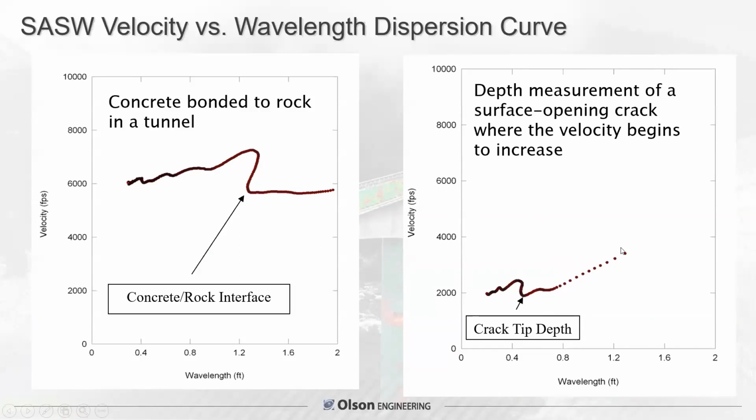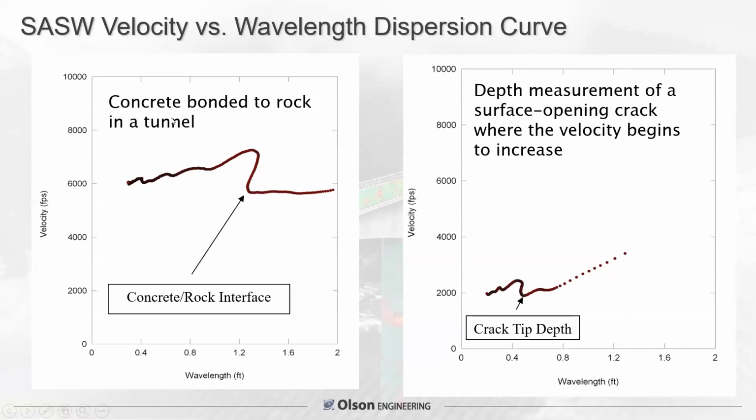That increase in velocity is associated with the fact that the perpendicular crack is not present anymore and the waves can travel faster. And we've had this confirmed by coring and other means on projects. So that wavelength is approximately depth of the crack, shown at the increase in velocity to the right.